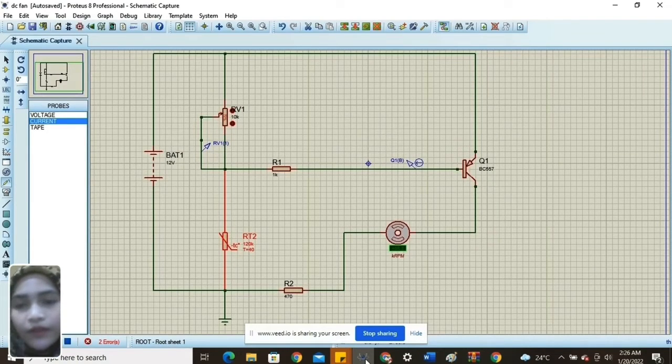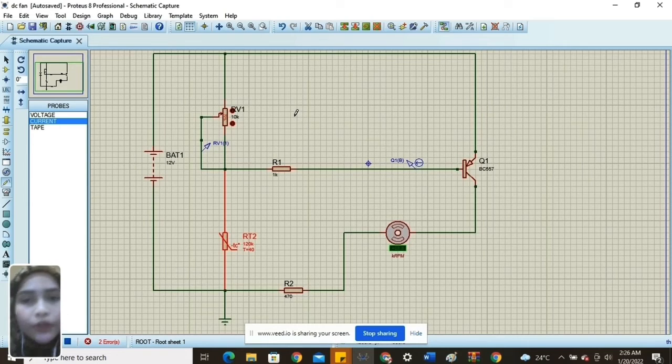Today I will explain our mini project results and discussion, where I will simulate the schematic on Proteus 8 Professional software. Here is the circuit diagram to automatically switch on and control the speed of a DC fan according to the temperature. We can also control the level of temperature at which we would like our fan to rotate.